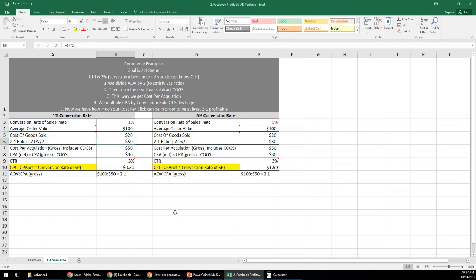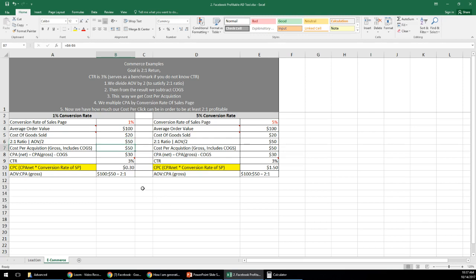Now, because we want to have that 2-to-1 ratio of profitability and return, we're going to divide, the same way we did with the lead gen example, average order value by 2 to get the cost per acquisition.